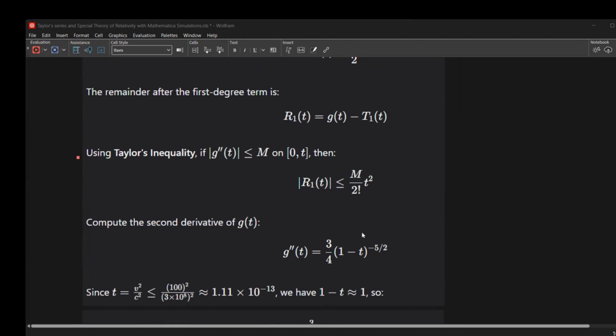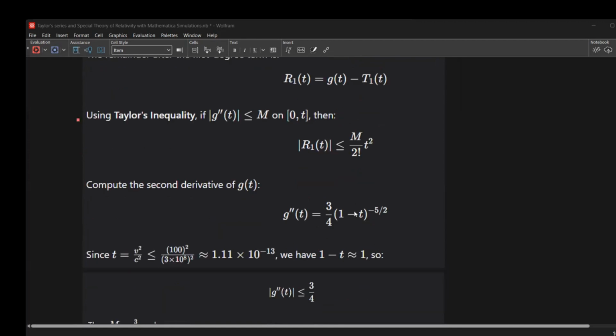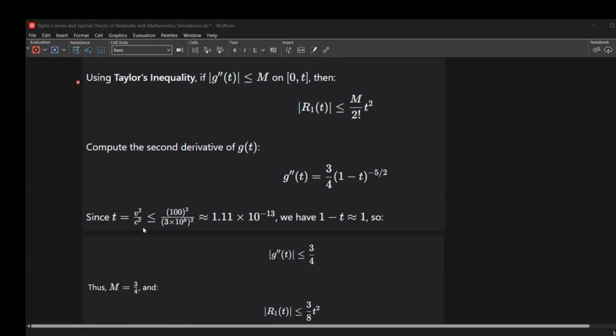Compute the second derivative of g of t here. We have t here is v squared over c squared, and this is small, so the speed of the moving object is less than 100. We have c squared here, the speed of light. So approximately we have 1 minus t approximately equal to 1. So the absolute value of the second derivative of g of t is less than or equal to 3 over 4, because this is equal to 1.